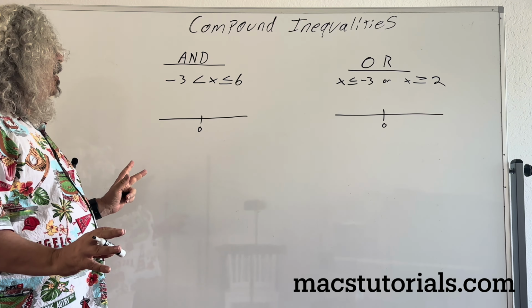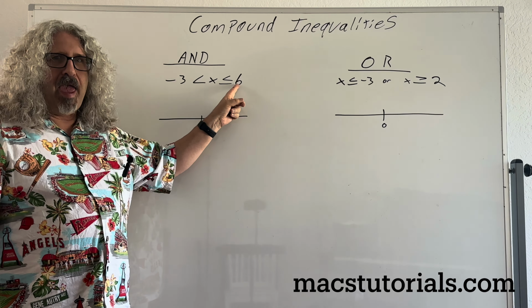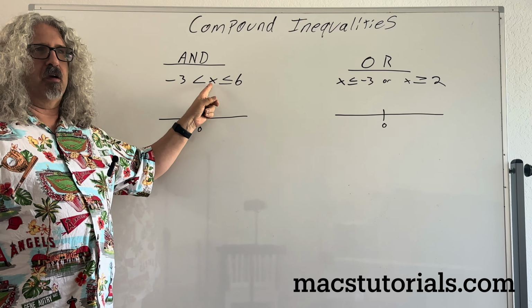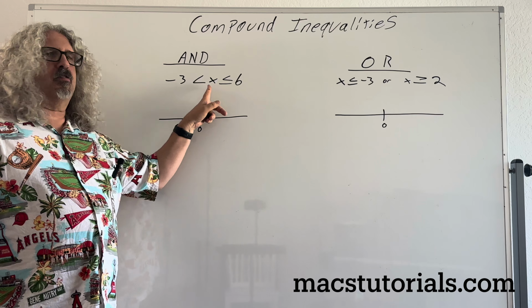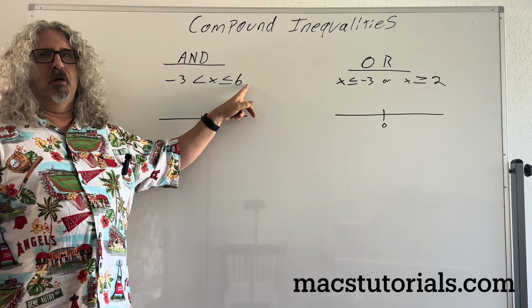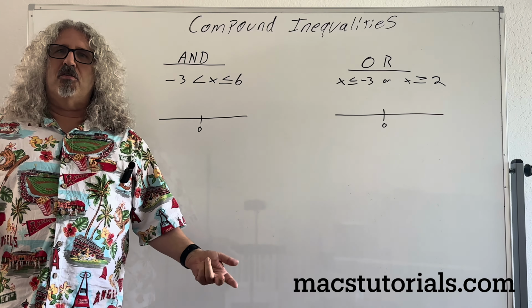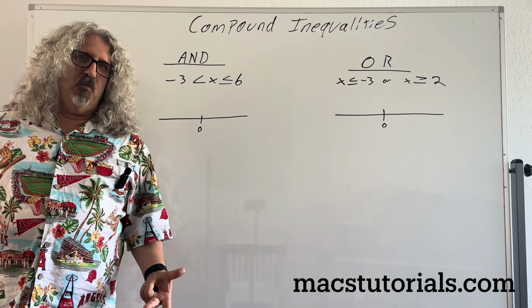Now, if it's an and, it means that it needs to be both greater than -3 and smaller than 6. You'll always see them with the x in the middle. There's a smaller term on the left, a larger term on the right, and they're always going to be less than symbols. When you see that, we call those the in-between ones, okay?